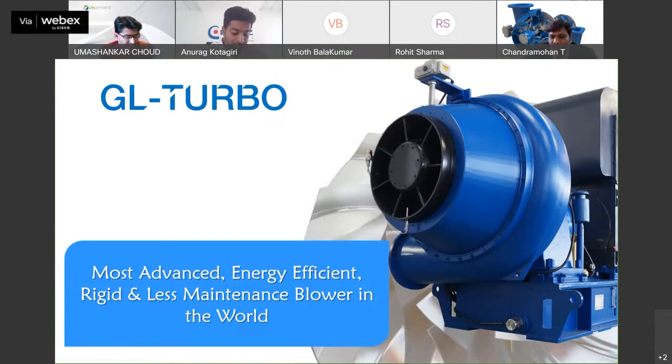I would like to make a brief introduction about our GL Turbo. What is GL Turbo? Since yesterday I have seen a lot of eminent speakers from reputed and most trusted cement industries speaking about many new technologies and retrofitting, and all sorts of things have been flowing on. But of course, there is a technology for the blower as well.